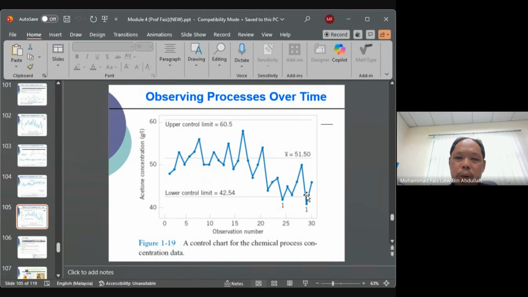But when you zoom in, you also have to highlight something else, like the upper control limit, how many, and the lower control limit, how many. These are all the detailed graphs and outputs that you can put in together.